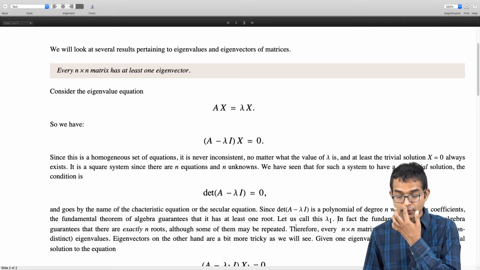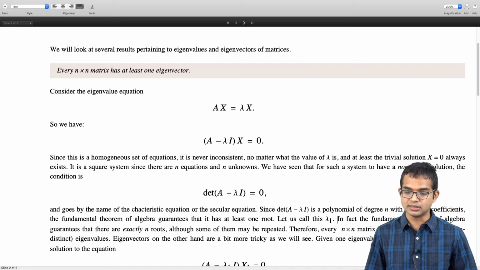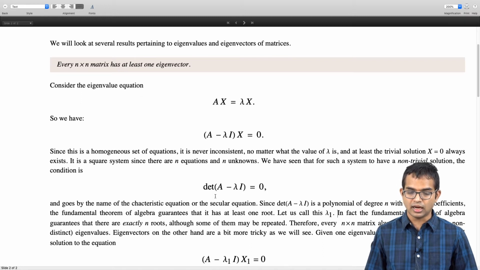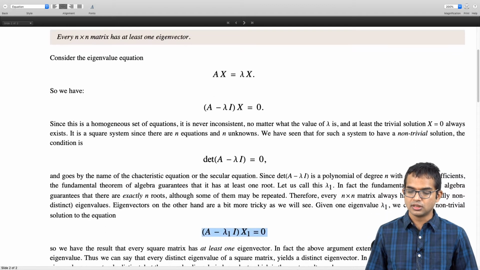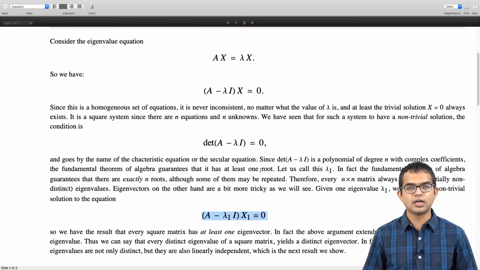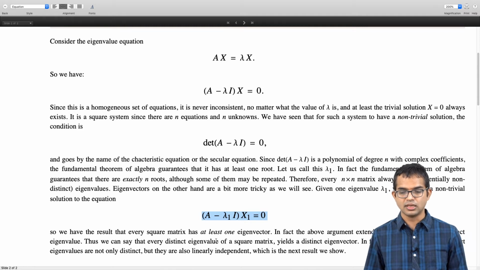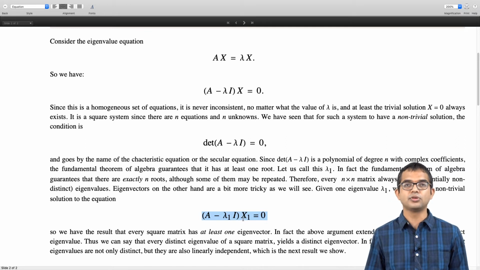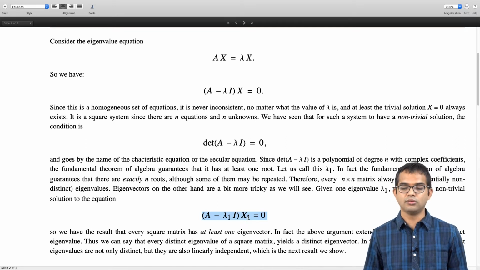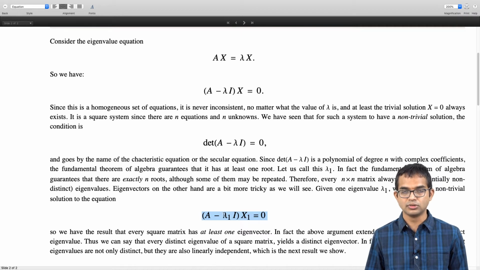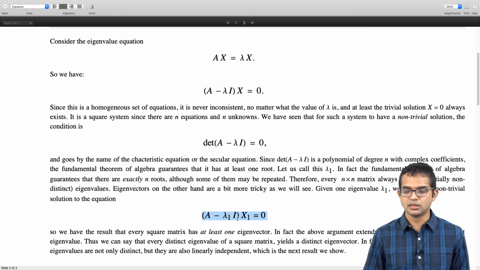Now given one eigenvalue lambda 1, we can go back and plug this in here. And we have to find a solution to this homogeneous equation, which is definitely possible. So you can find an x1 such that A minus lambda 1 I times x1 is equal to 0, and you will find a non-trivial solution. Therefore you will find a non-trivial vector corresponding to a certain eigenvalue, lambda 1, and therefore you have at least one eigenvector.